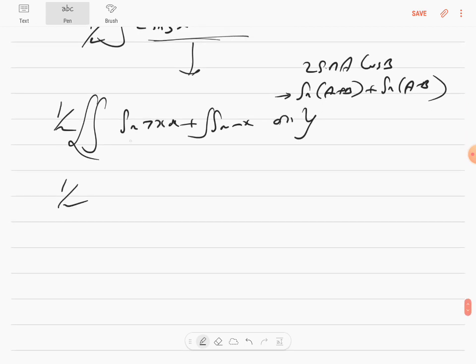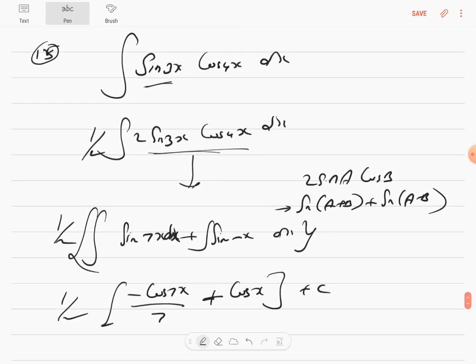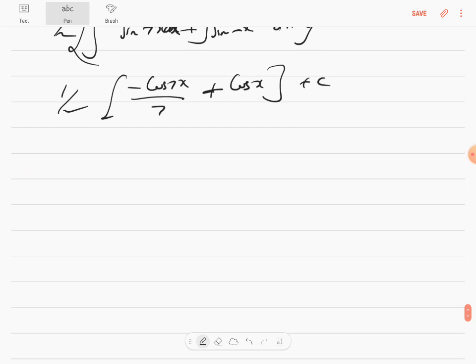So 1 by 2 into sin 7x will become, on integration, minus cos 7x by 7. Plus, the sin of minus x is actually minus sin x, minus out, and it will become integration of sin x. Integration of sin x is minus cos x, so it's plus cos x plus c. So this is how I'll do it when there are 2 multiplications, okay.